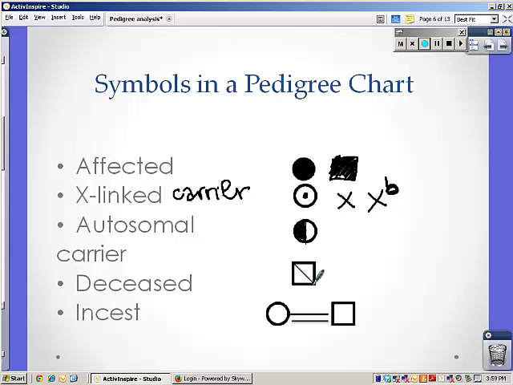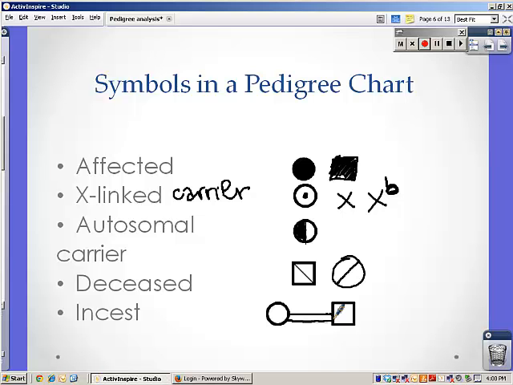The next one is going to be something that is deceased. So usually when you're looking at a very extensive pedigree that goes back to your great-grandparents or your great-great-grandparents or whoever's grandparents, most times they're going to be dead. So when we indicate that somebody is dead, we put a diagonal line through it to show that they have been deceased.